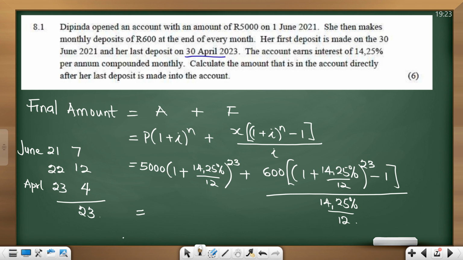Okay, so end of June, end of July, end of August, end of September, end of October, end of November, end of December. How many in the first year? 7. Are we correct there? The number of end of months in the whole year is 12. Are we fine for the second year? Okay. We're also fine on the 4. Okay, so thank you.